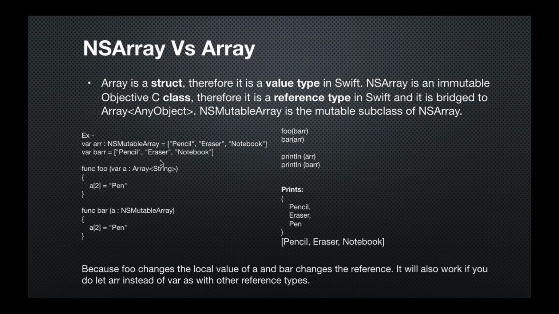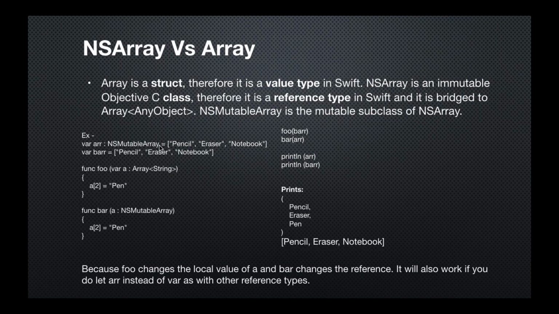So we'll see what happens when we try to change the value for NSMutableArray, which is a reference type, whereas what happens when we try to change the value of Array, which is a value type. Here we have called these functions with these arrays, and we are trying to print them. So when we print, arr is this array, which is an NSMutableArray, which is a reference type.